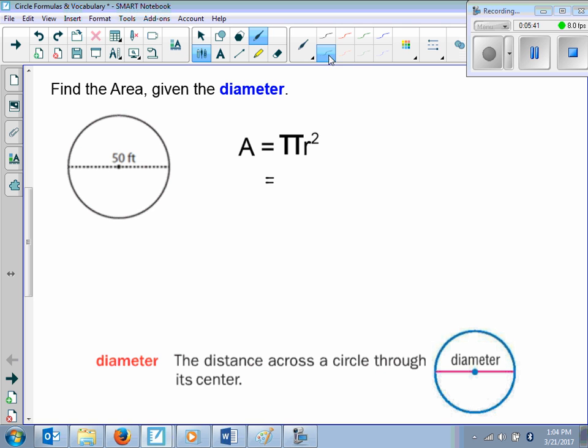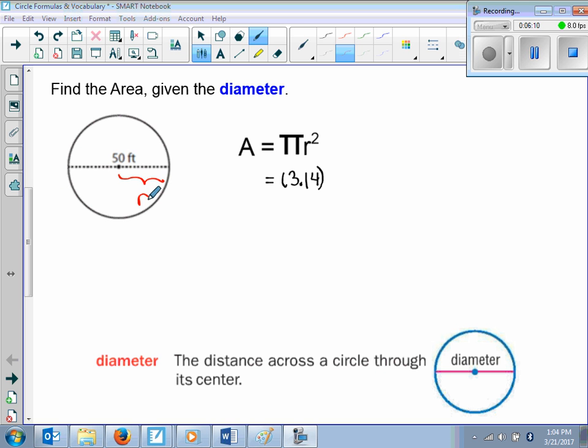All right, so pi is equal to 3.14. Now here, the formula calls for the radius, but they gave us the diameter. How do I find that radius? So we're just going to cut that 50 in half, or we're going to divide by 2.